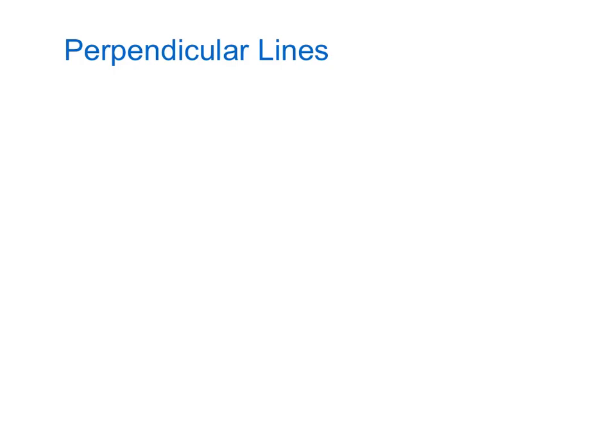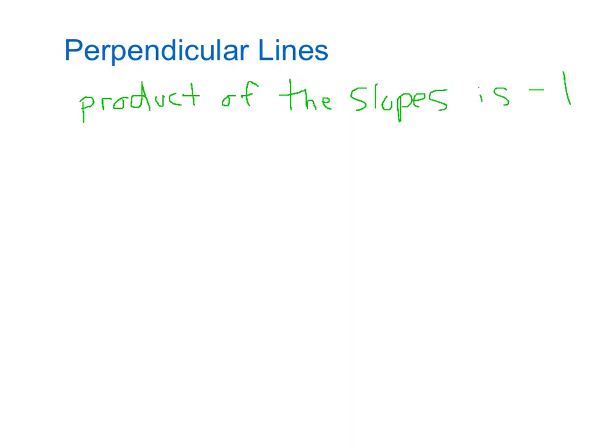Alright, so now if we're looking at perpendicular lines, they are lines that intersect, and when they intersect they form right angles, or 90 degrees. And if you're looking at just the equation, you want to look at the product. So if you were to multiply the two slopes together and it gives you negative 1, then the lines are going to be perpendicular. So the product of the slopes is negative 1.